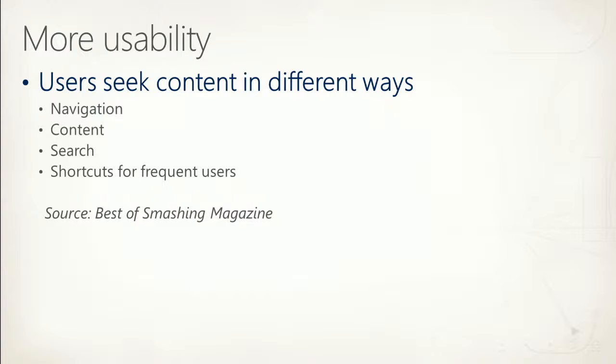And also, I cut this last one, shortcuts for frequent users. That means if you know where you're going, you know that exact department site that you need to find, but you're not really sure where the link is, give people a sitemap or some sort of alphabetical list of all your sites, so you can cut through all the other options and go straight to where you need.